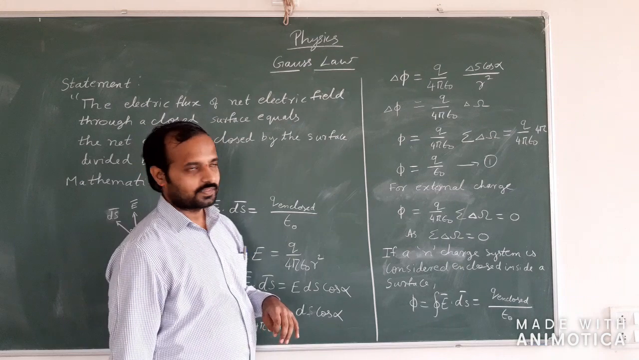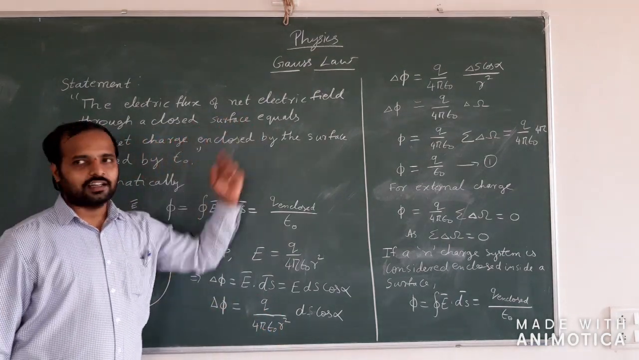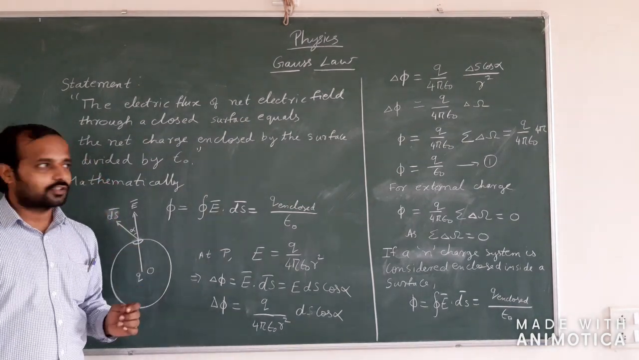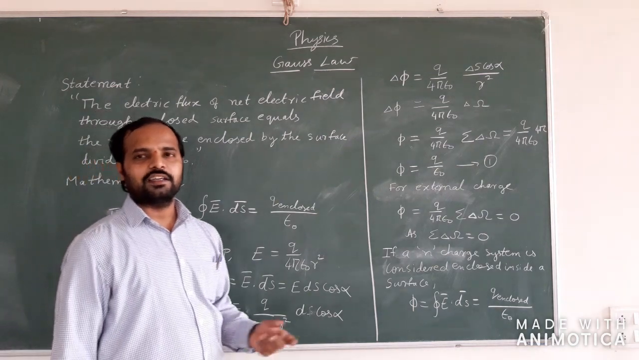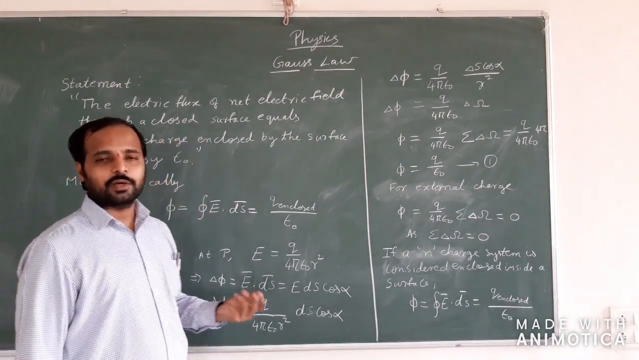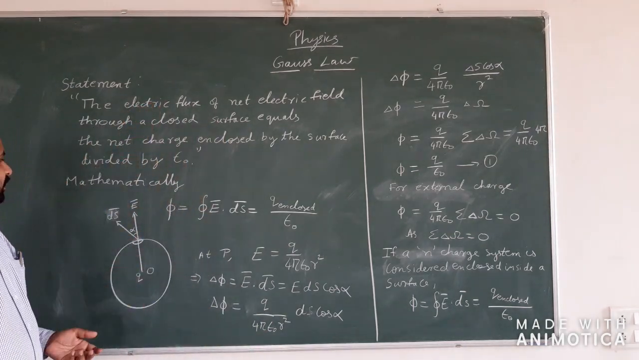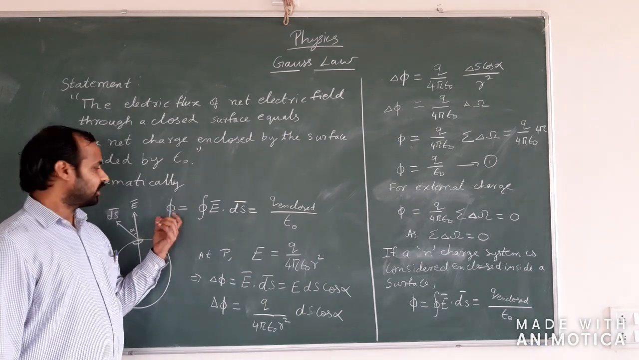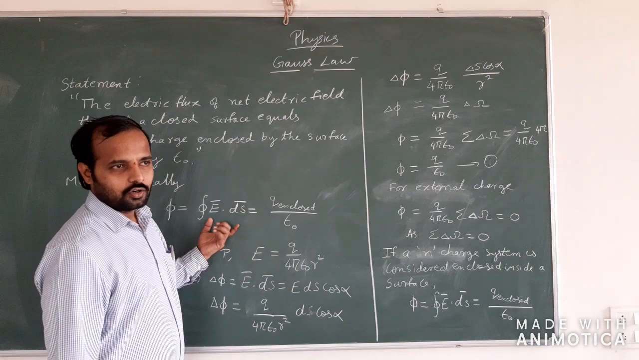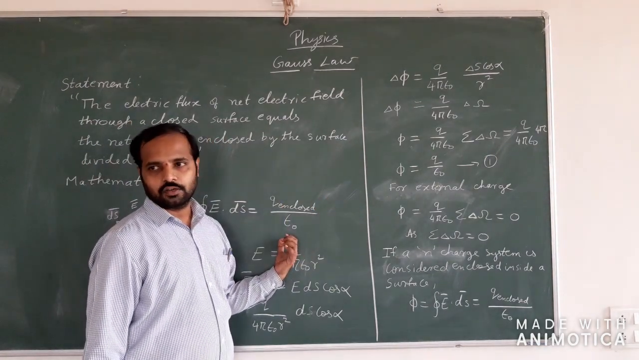the Gauss theorem. The Gauss theorem can be stated as: the electric flux of the net electric field through a closed surface equals the net charge enclosed by the surface divided by epsilon naught. Remember, epsilon naught is called the permittivity of free space. Mathematically, the net flux phi equals the closed integral of E bar dot ds bar equals q enclosed divided by epsilon naught.